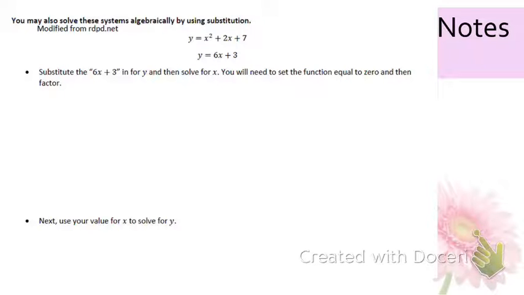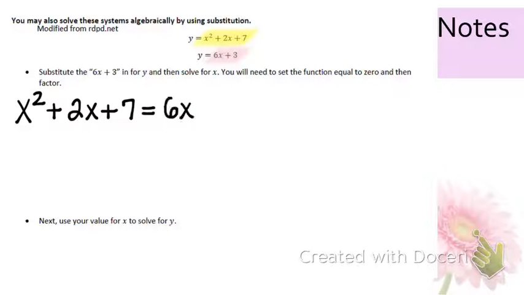All right, so let's go ahead and flip it over. When you're solving a system where one is a quadratic and one is linear, the first thing you want to do is set them equal to each other. So we're going to take the x squared plus 2x plus 7 and set that equal to 6x plus 3. So let's do that. Set them equal to each other. That's step number 1.